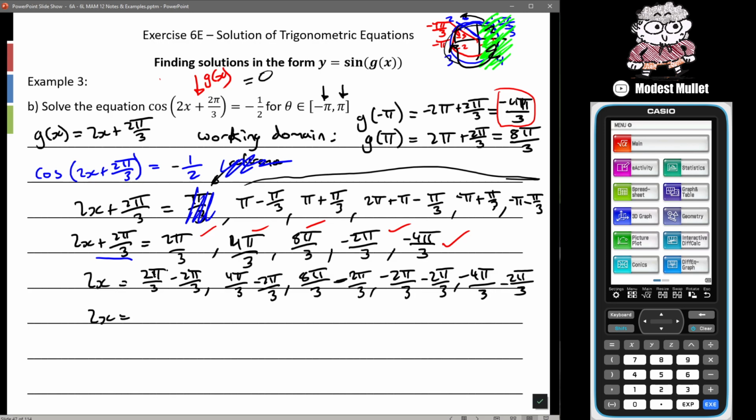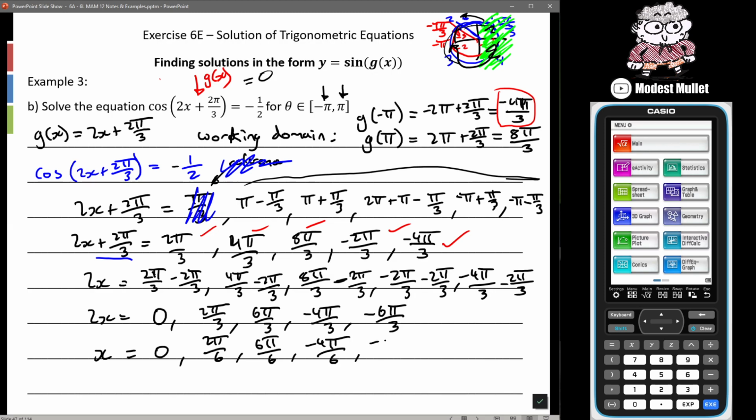So what do we get? 2x is equal to 0, 2 pi, 6 pi, negative 4 pi, and negative 6 pi. Now we're going to divide everything by 2 to remove the 2, so we get x is equal to 0, 2 pi on 6, 6 pi on 6, negative 4 pi on 6, negative 6 pi on 6.